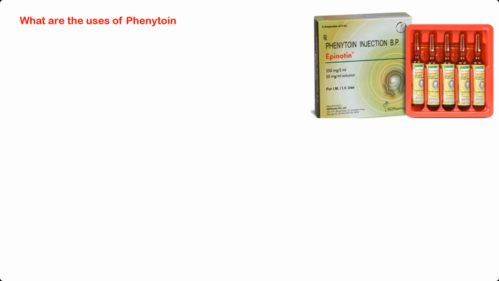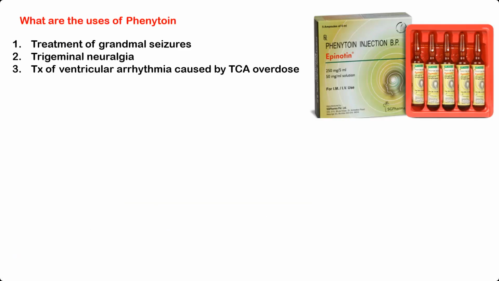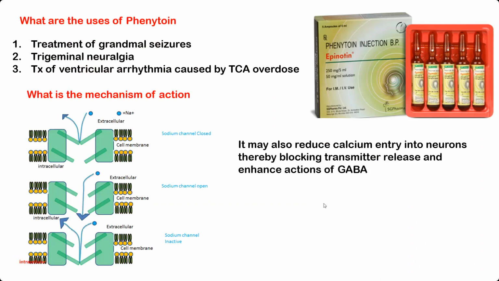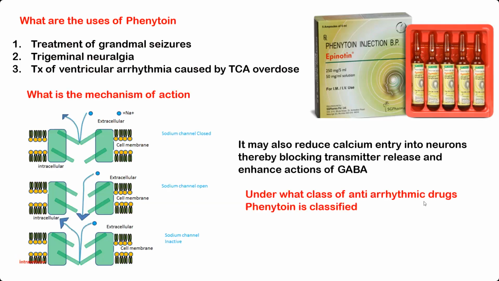What are the uses of phenytoin? It is used as an anti-arrhythmic and anti-epileptic: treatment of grand mal seizures, trigeminal neuralgia, and treatment of ventricular arrhythmia caused by tricyclic overdose. What is the mechanism of action? It is a sodium channel blocker. This is the mechanism by which it is inactivated. It also reduces calcium entry into neurons, thereby blocking transmitter release, and enhances actions of GABA. Under what class of antiarrhythmic drugs is phenytoin classified? Class 1B, correct, good.